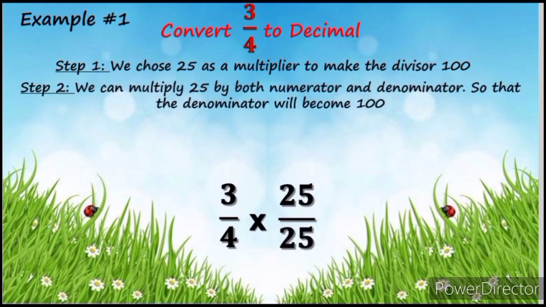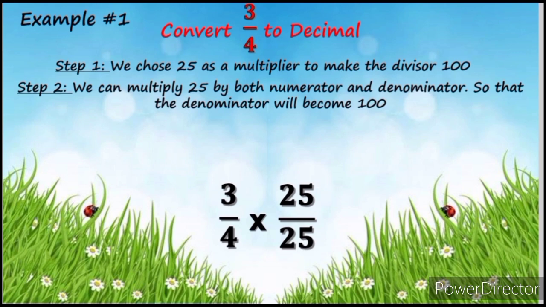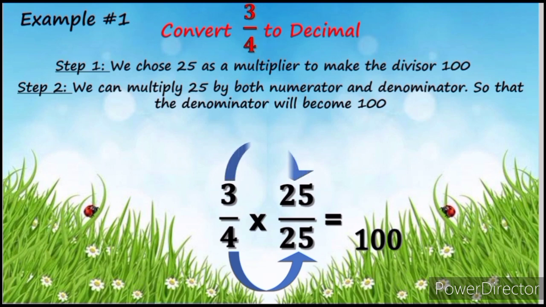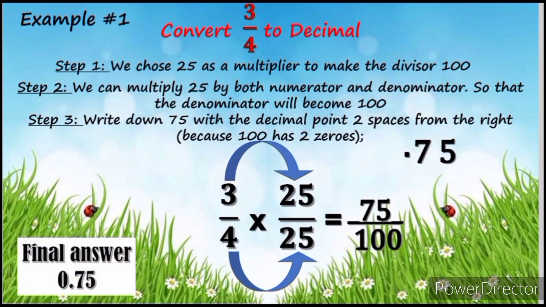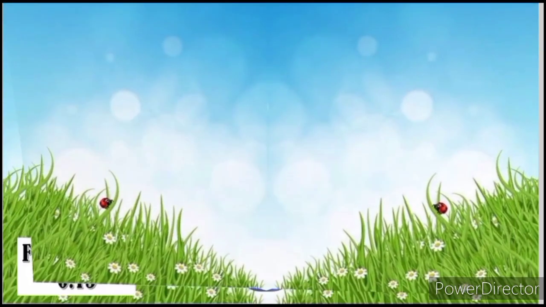Step 2. We can multiply 25 by both numerator and denominator so that the denominator will become 100. 4 times 25 is equal to 100. 3 times 25 is equal to 75. Step 3. Write down 75 with the decimal point 2 places from the right because 100 has 2 zeros. We put the decimal point at the right of 75. Move it 1, 2 times to the left. Our final answer is 0.75.